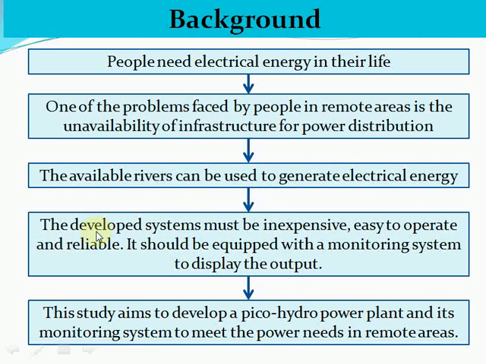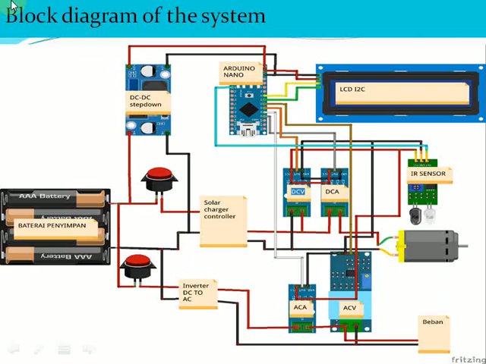If we want to develop a power plant, it should be inexpensive, easy to operate, and reliable. It's better that we equip the power plant with a monitoring system so the user can see the output of the power plant. In this study, we try to develop a Pico-Hydro power plant and its monitoring system to meet the power need in remote areas. This is the block diagram of our system.